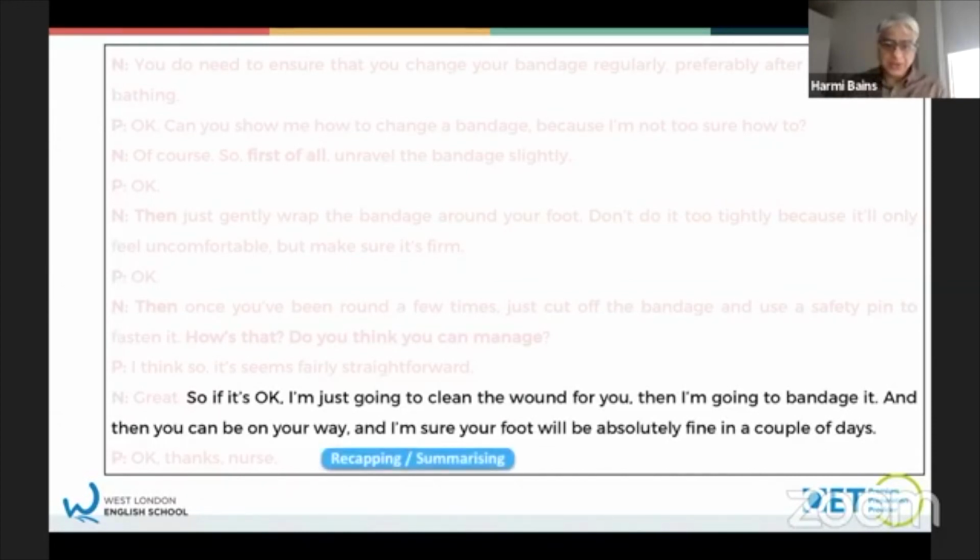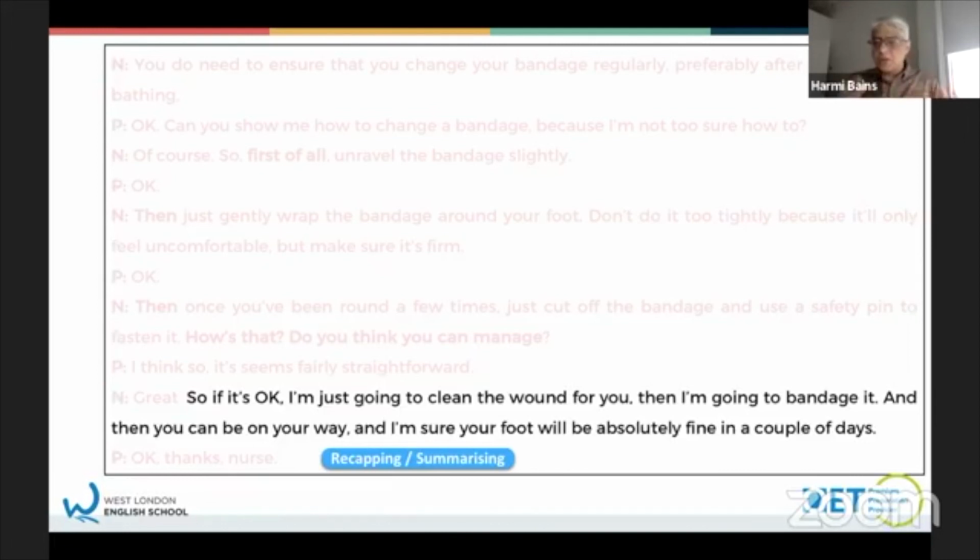And just down at the bottom, this is a nice thing to do as well, particularly if you find that you finished before the 5 minutes. It's nice to recap, in fact, the whole consultation, just the main points. But here in this task as well, the nurse just recapped for the patient the main points. I'm just going to clean the wound for you, then I'm going to bandage it. Then you can be on your way. I'm sure your foot will be absolutely fine in a couple of days. And she's still reassuring.